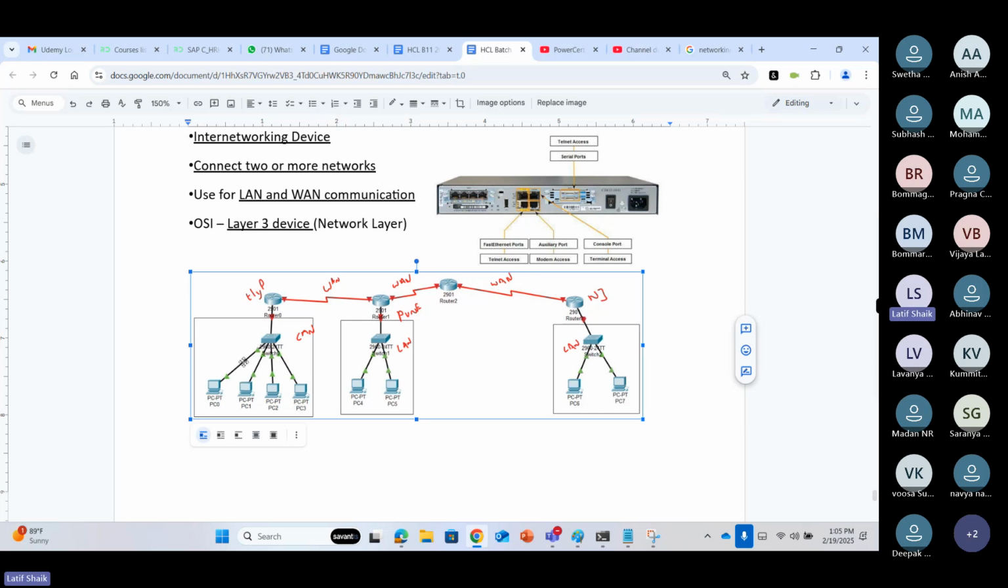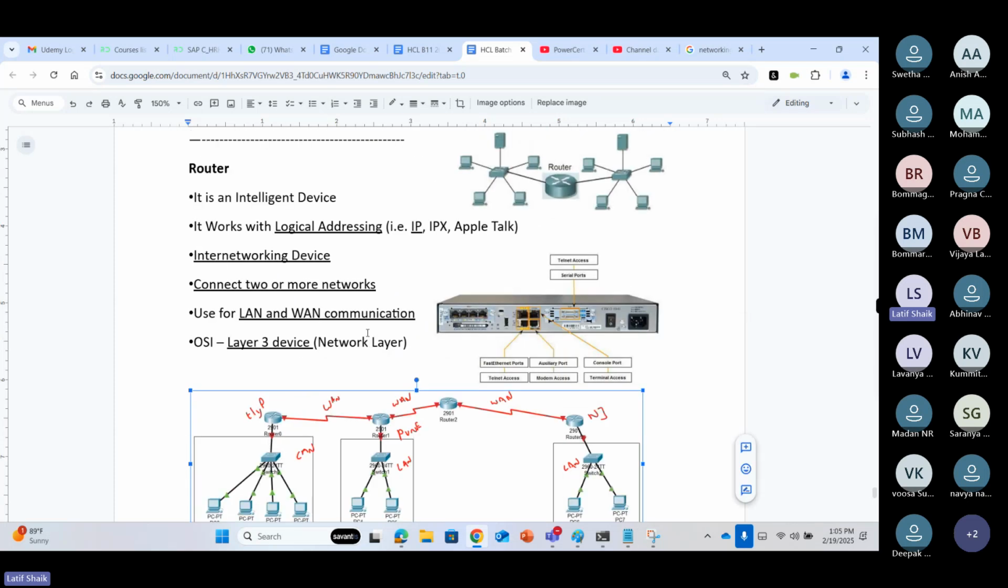And these people want to communicate with another network. So they have to communicate through these routers only. And these routers are in different places, so they are connected using WAN connectivity. So it means the router is connected to the LAN, and WAN connectivity is also there. So it works in both LAN communication and WAN communication.